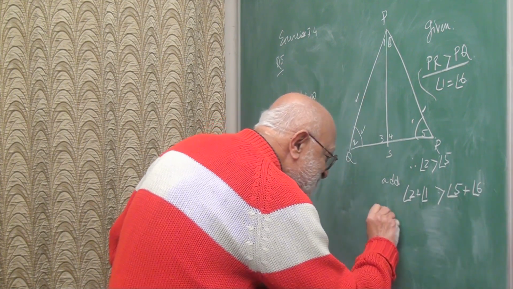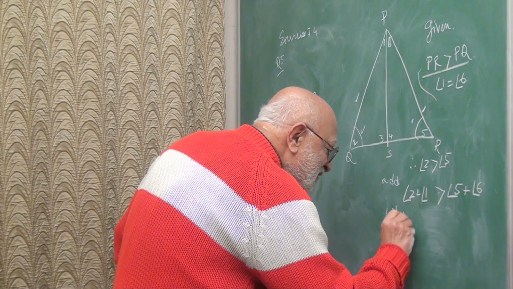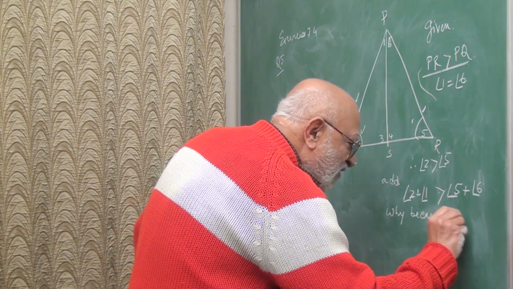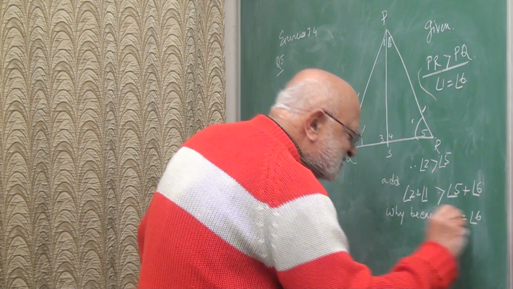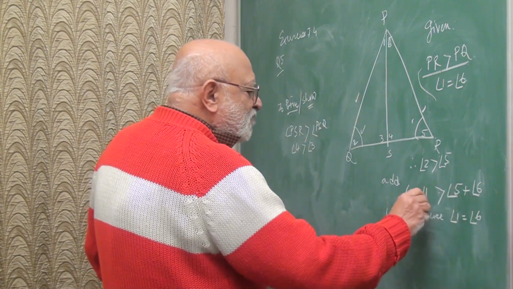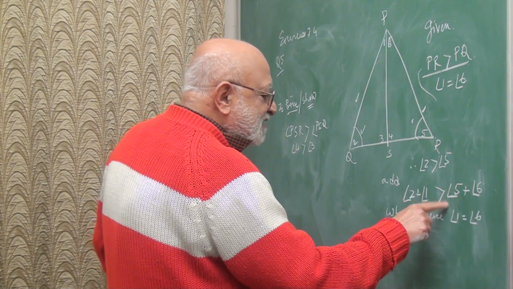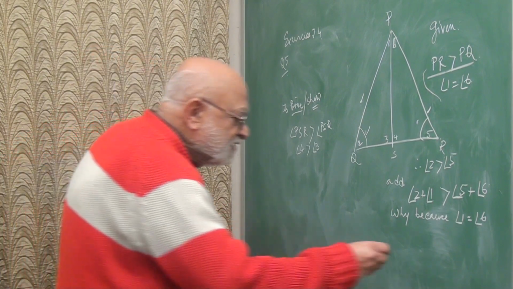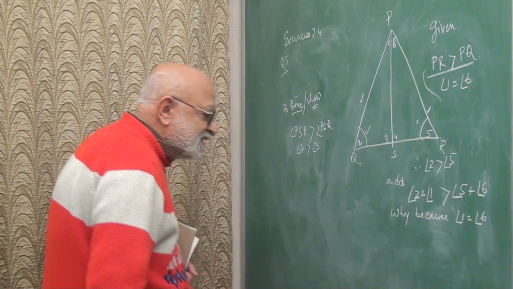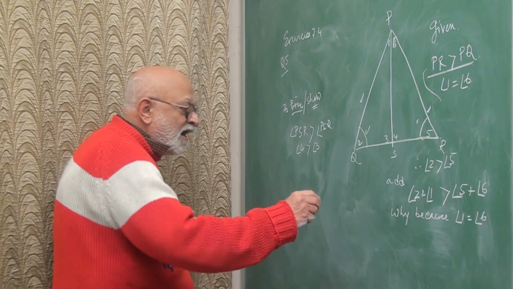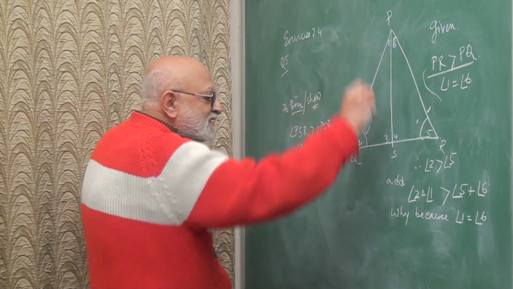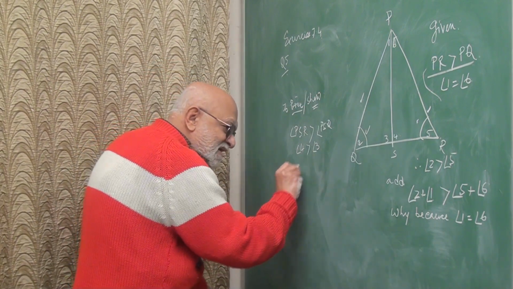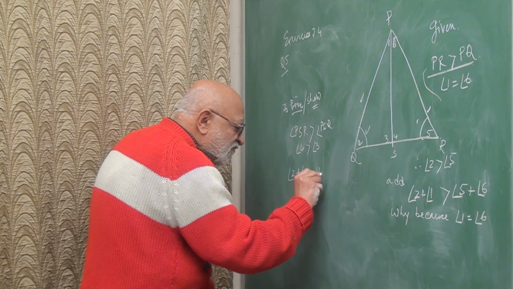Now why? Because angle 1 is equal to angle 6. So adding equal things on both sides should not change the characteristics of this thing. Now angle 2 plus angle 1 is equal to angle 4.